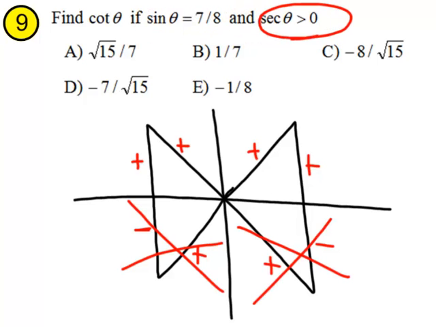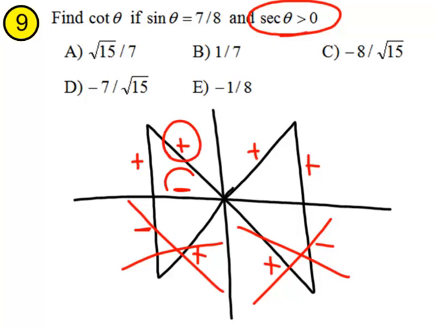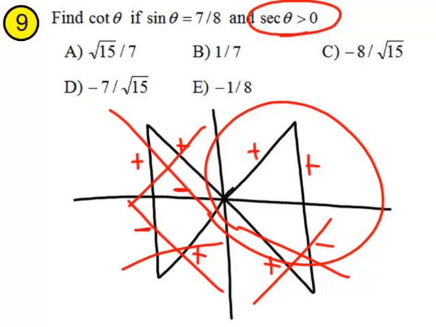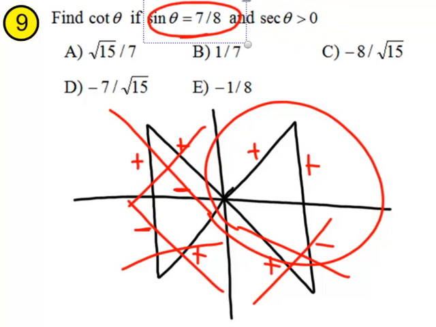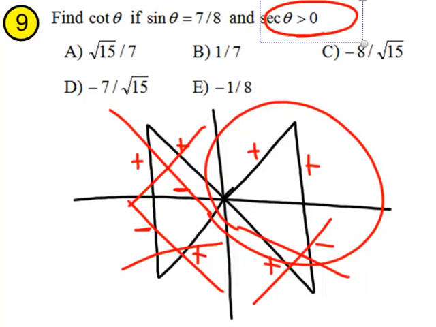Now, the tiebreaker is that secant, hypotenuse over adjacent, has to be greater than 0. Secant has to be positive. So over in the second quadrant, my adjacent is negative. So hypotenuse over adjacent would be negative, not positive. So I can't be working in that quadrant. I must be working in the first quadrant here, if both sine and secant are positive, right?